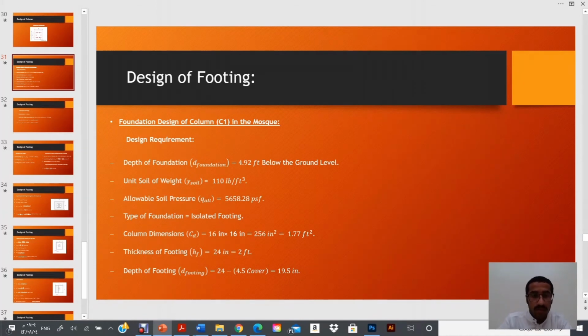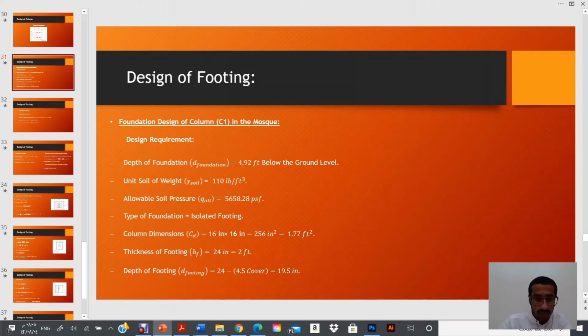I'm Sam Fadli. I'm talking about the design of a square isolated footing. The design requirements: first, the depth of the foundation, 4.92 feet. The specific weight of the soil, 110 pounds per cubic foot. Allowable soil pressure equals 5,658 pounds per square foot.